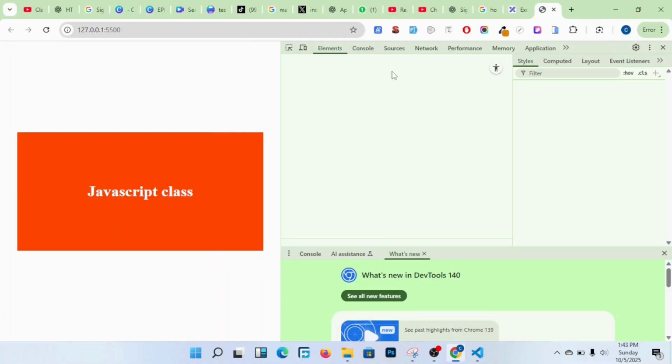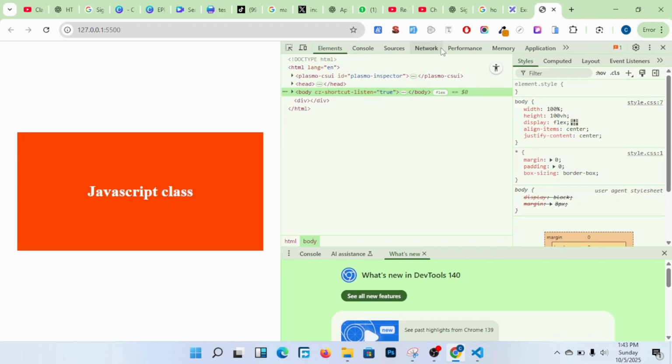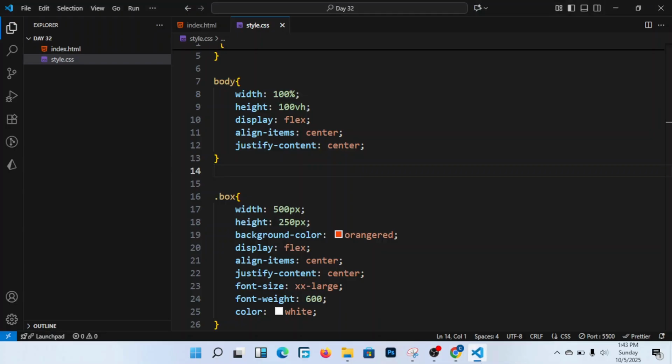When they bring for me inspect, there are various options here: elements, console, sources, network, performance. My best friend is the console here. That's where I'm going to do my things. So members, this is where I'm going to do my things. As you can see here, my best friend is the console. We are going to come here like this.